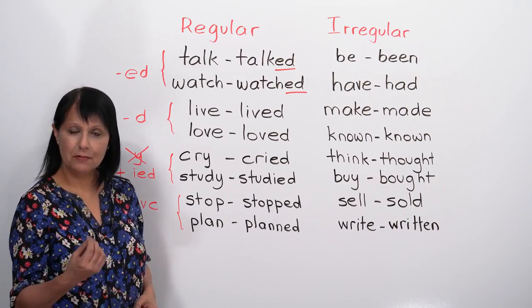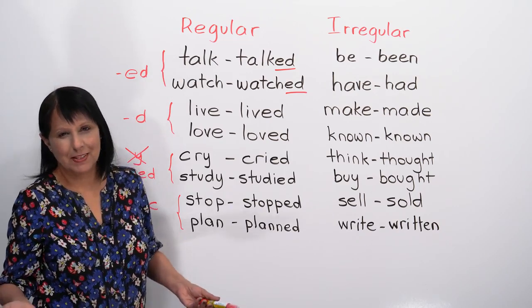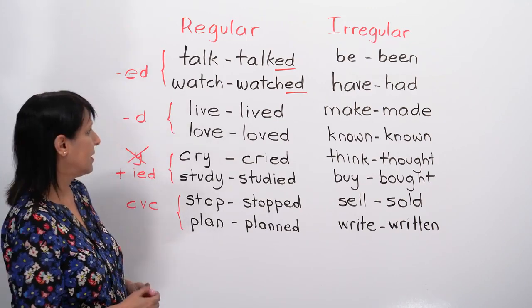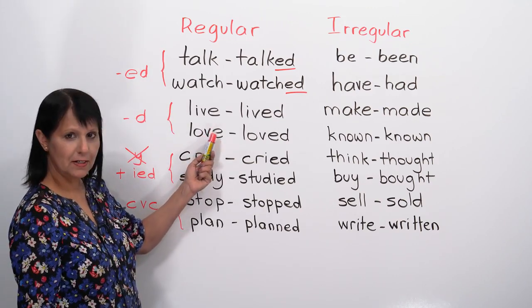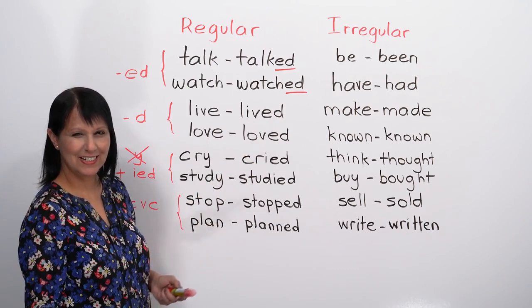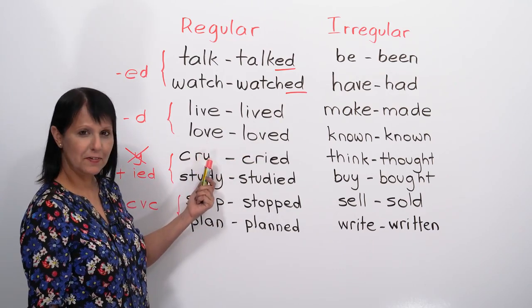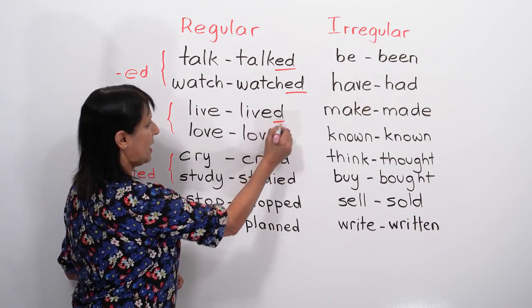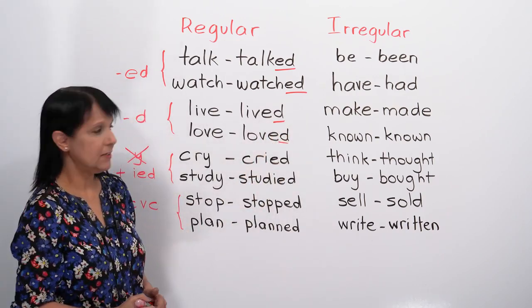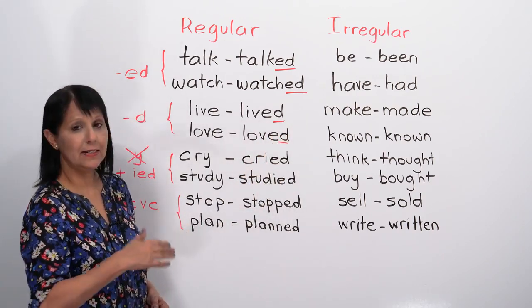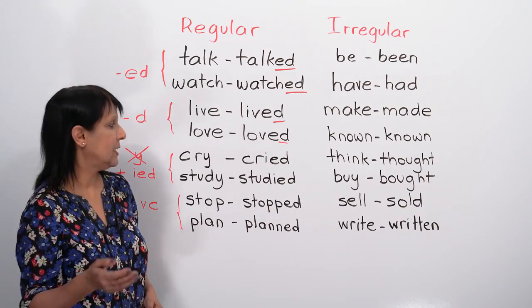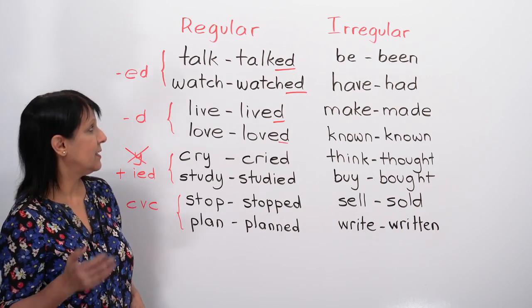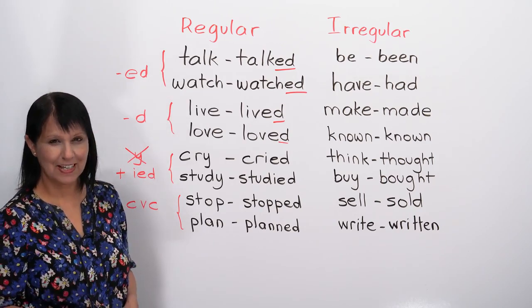Sometimes the verb itself ends with an E already. Then we don't need to add ed, we just add d. So live becomes lived. Love, loved. So we see here we only added the d. So it would be he had lived. In the past perfect, he had loved. She had watched. We had talked, like that.